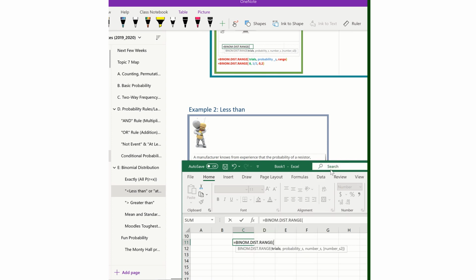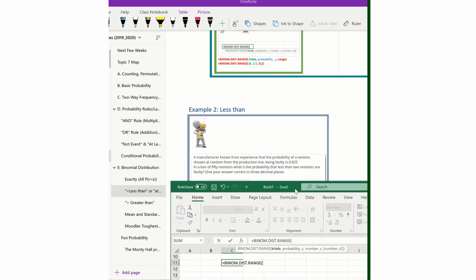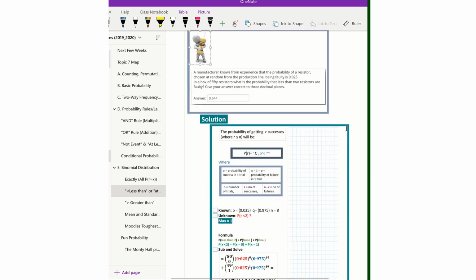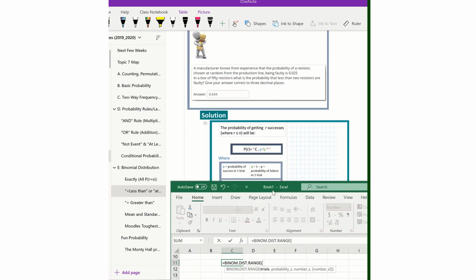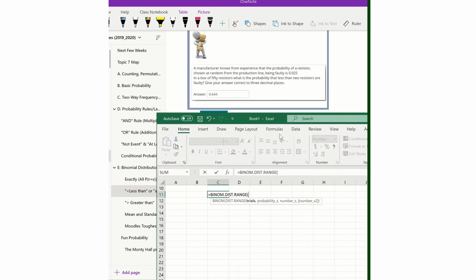binomial.distribution.range. Move this up a little bit so we can read the question. And so the number of trials is 50. And the probability of success is 0.025. And then we want to know the range. It's less than 2, so it's 0 to 1 on this one. Close brackets and enter. And this is already to 3 decimal places.